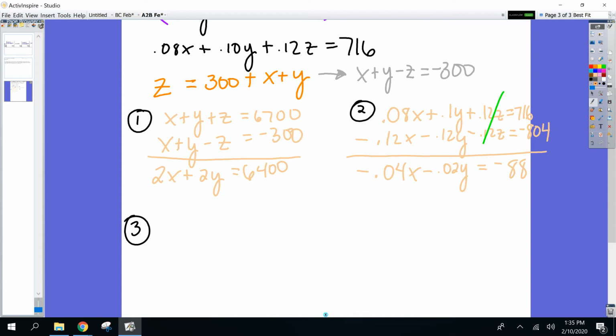The y's? Okay, so you have to figure out on your own right now what I need to multiply this equation by so this negative 0.02 turns into a negative 2, so it cancels out. Don't yell anything out. Try to figure it out on your own. So I got 2x plus 2y equals 6,400. What do I have to multiply this by so that the y's cancel out?